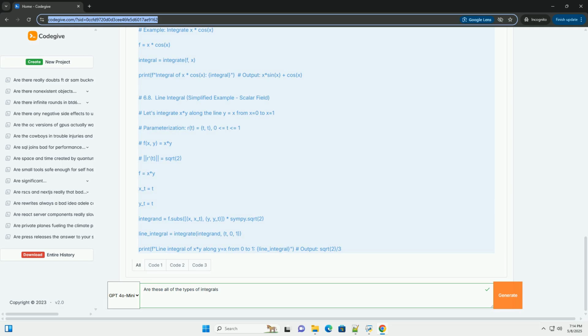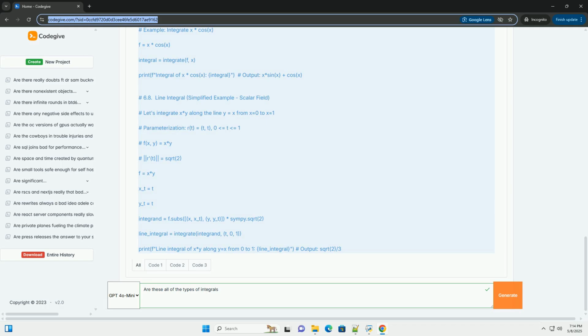3.5. Surface integrals. 3.5.1. Surface integrals of scalar fields. 3.5.2. Surface integrals of vector fields, flux integrals. 3.6. Volume integrals. 3.7. Multiple integrals, double and triple integrals. 3.8. Contour integrals, complex integration. 3.9. Lebesgue integral. 4. Integration techniques.